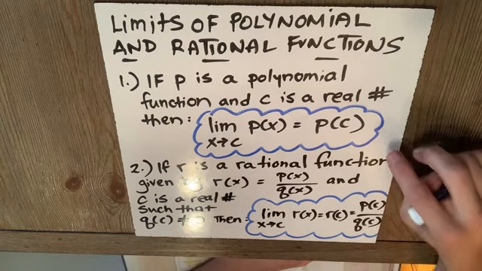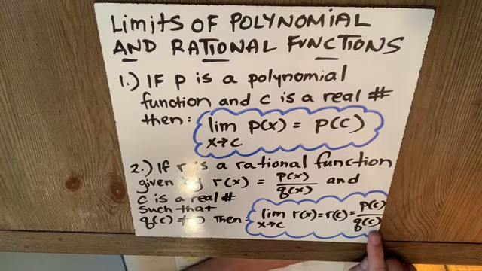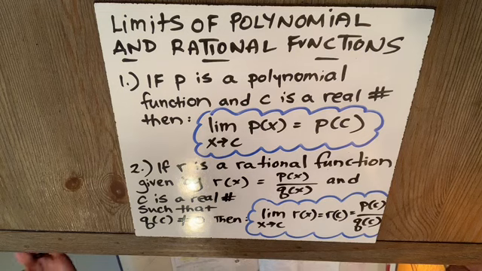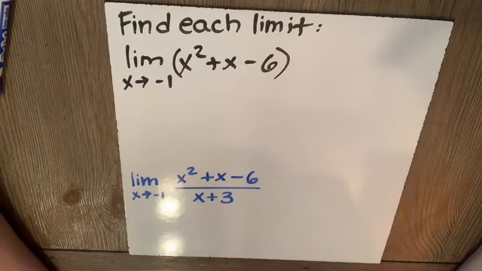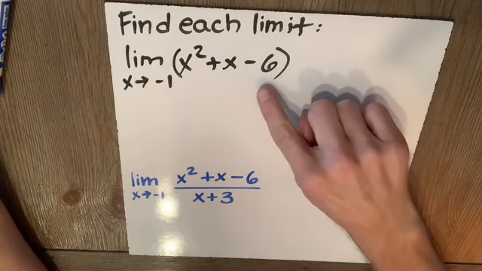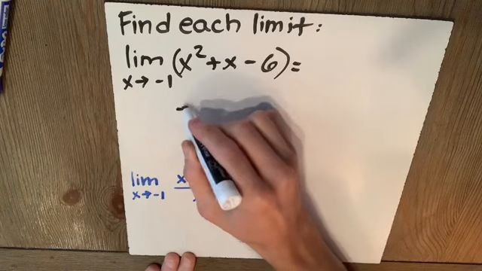The great news is for polynomial functions and rational functions that don't have a 0 in the denominator at that particular x value, we can use direct substitution and our life is so easy. Using these rules, we can find limits. Oh, it's a limit of a polynomial. Direct substitution is in order.